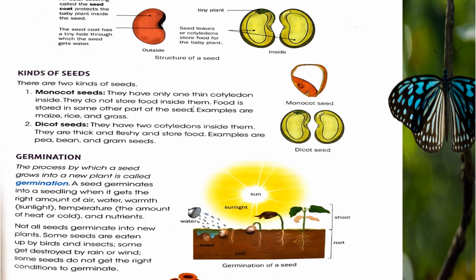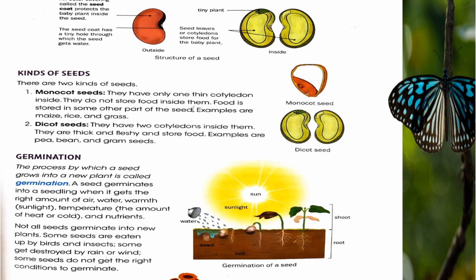So next, kinds of seeds. There are two kinds of seeds. First, monocot seeds. They have only one thin cotyledon inside. They do not store food inside them. Food is stored in some other part of the seed. For example, maize, rice, and grass.